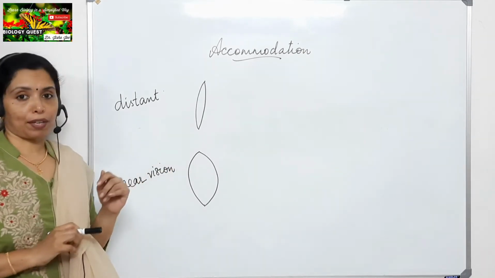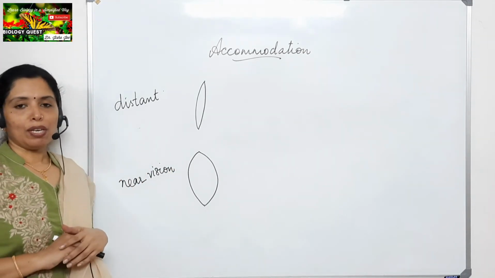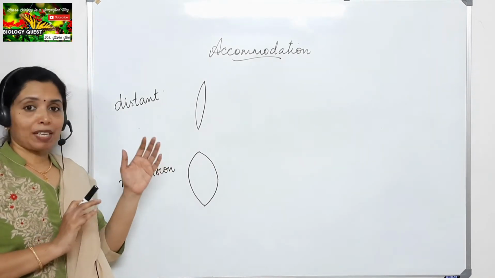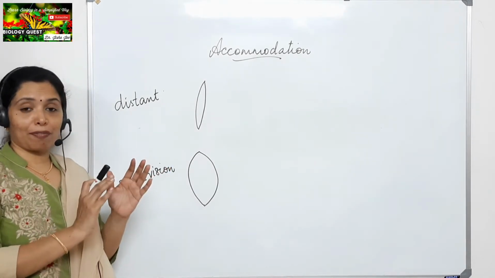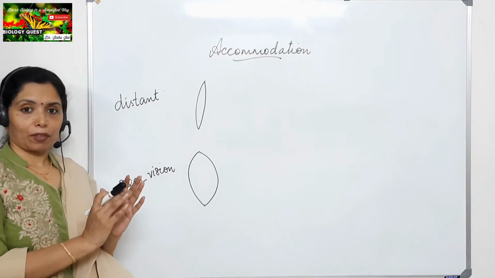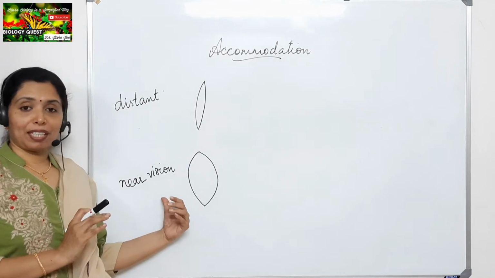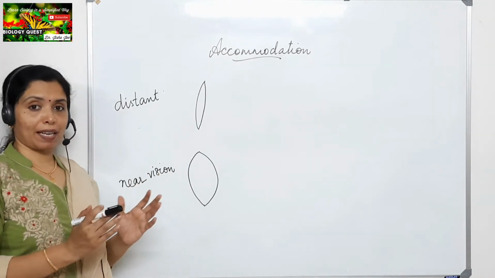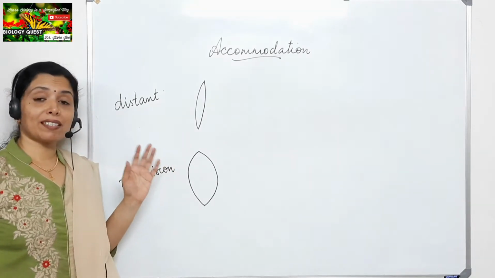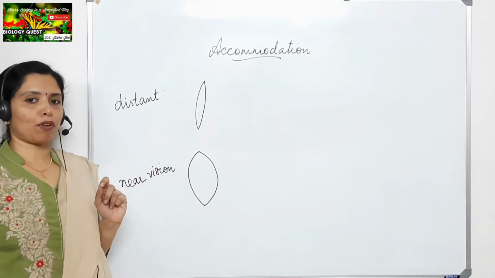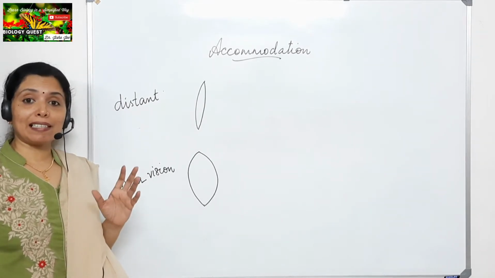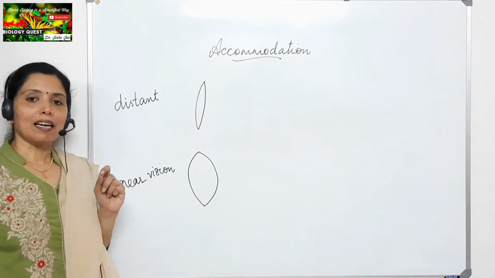How is this brought about? That is what we are going to see now. So we have seen for distant vision, the shape of the lens should be less convex, or we can say it is flattened or thin. Okay, whereas for near vision, the lens is more convex or thicker. Now let us see how this change in shape of the lens is brought about. This is brought about by, I told you, the ciliary muscles and the suspensory ligaments.